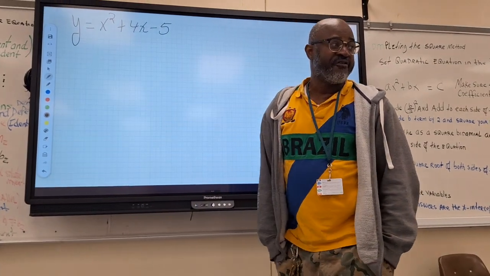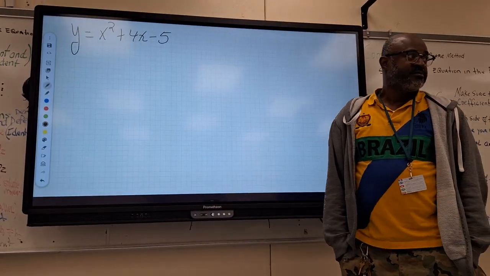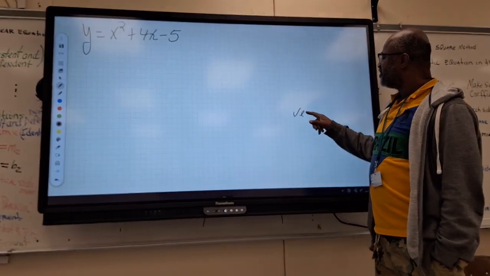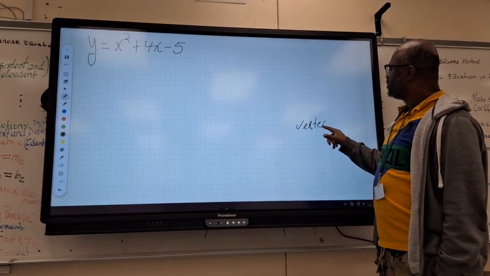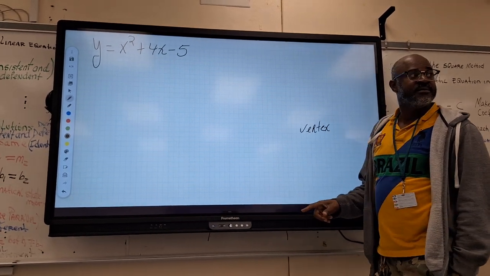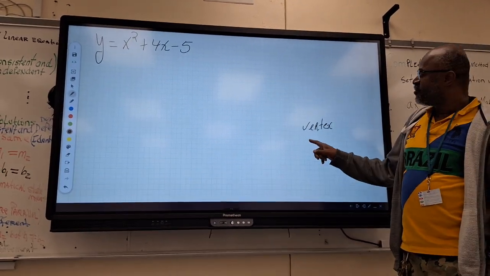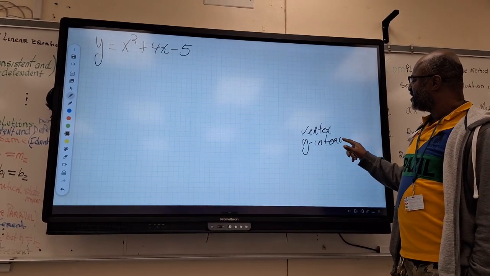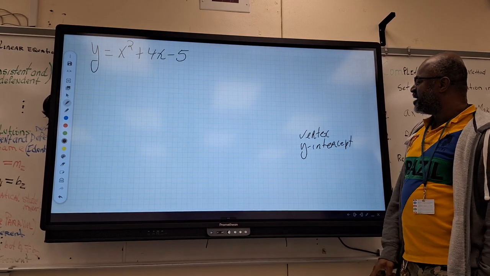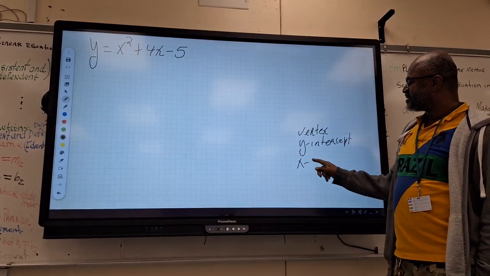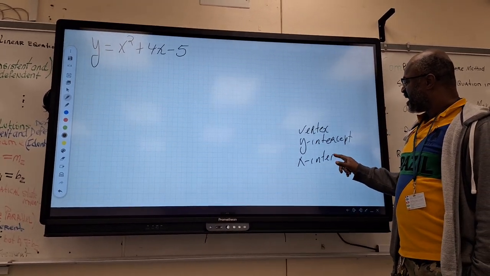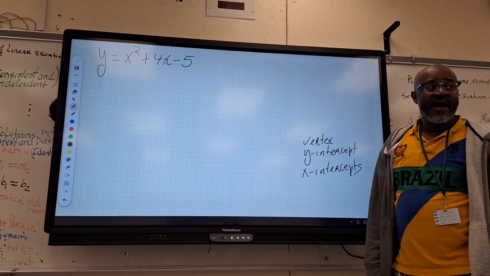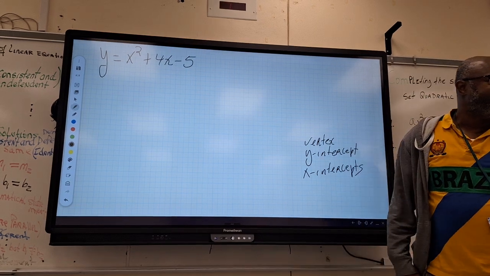Which points are we looking for? Vertex is one of them. What else? Y-intercept. This is the easiest way to find. And what else? X-intercept, at least if they exist, that's what you're looking for. The y-intercept is the easiest one to find.